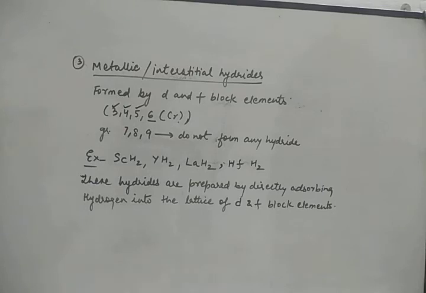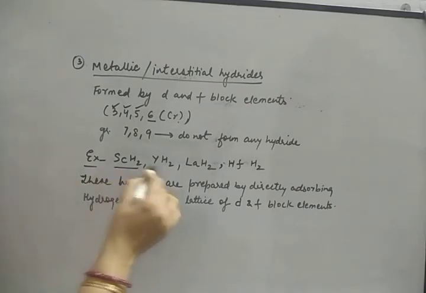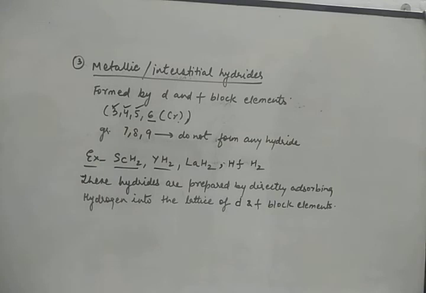Group 7, 8 and 9 members do not combine with hydrogen, and afterwards the rest, groups 10, 11 and 12, also combine. The examples are scandium hydride, ytterbium hydrides and so on. F block elements, lanthanoids and actinoids also combine with hydrogen to form hydrides. Now these hydrides are prepared by directly adsorbing the hydrogen into the lattice of D and F block elements.